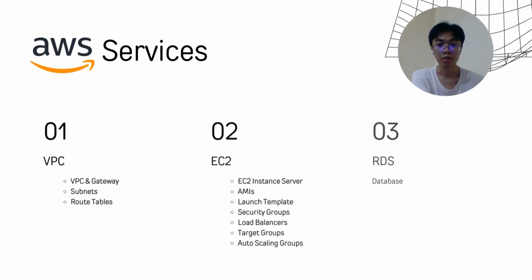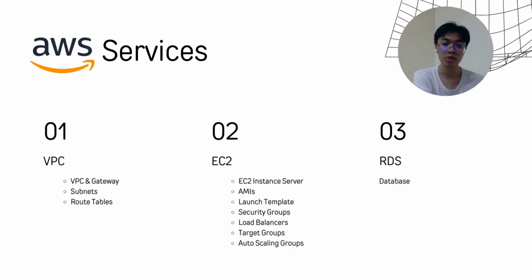For the AWS services we have used to host our project, first we create a VPC and the gateway as well, and also the subnet and route tables. Then for the EC2 service, we have set up an instance as the server and also created an image for this server, which is the AMI.